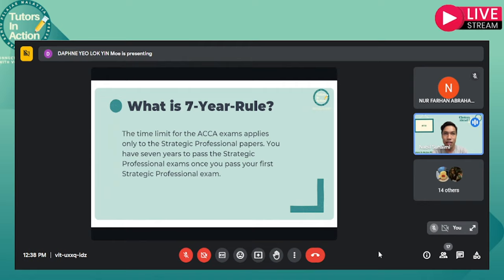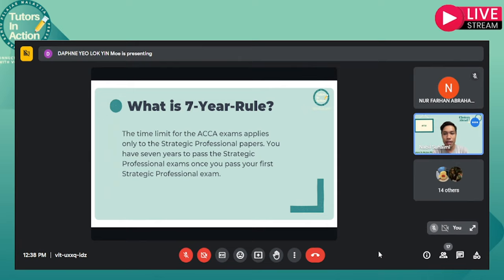But however, ACCA has a 7-year rule, which applies to only strategic professional level papers. For example, how to illustrate this. Whenever you pass your applied knowledge skills level, which is the second level on the right diagram just now, you will proceed to the professional level papers.